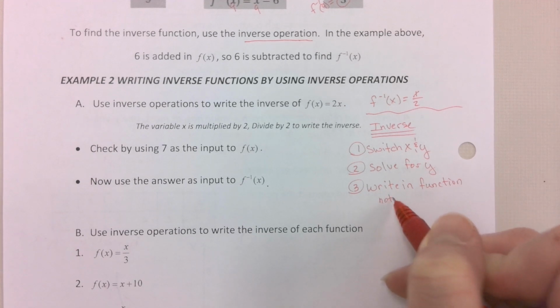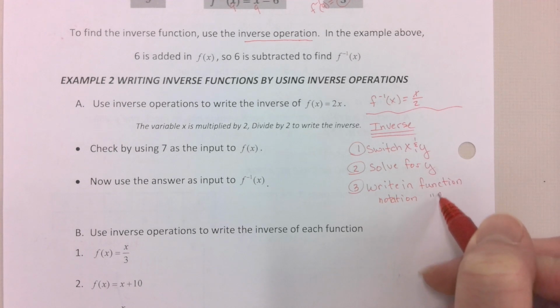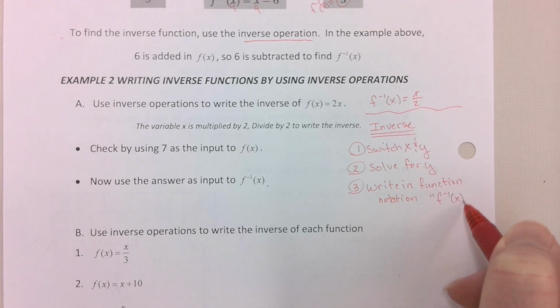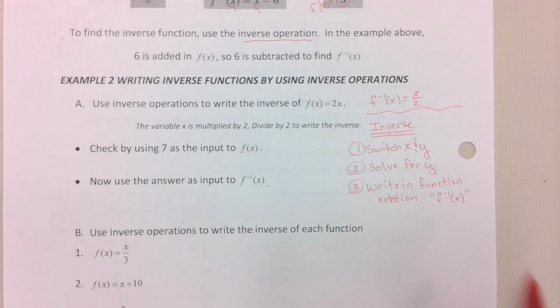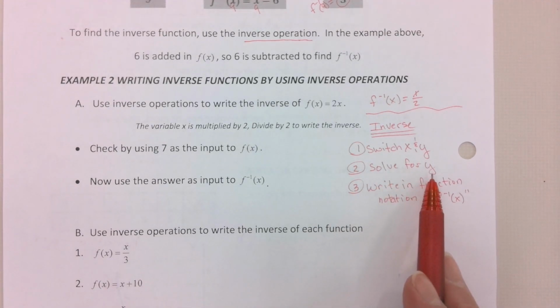What am I talking about? I'm talking about putting it into the idea of f to the negative 1 of x, or g to the negative 1 of x. So switch x and y. When you solve for y, you are going to use inverse operations and then put your answer in function notation.